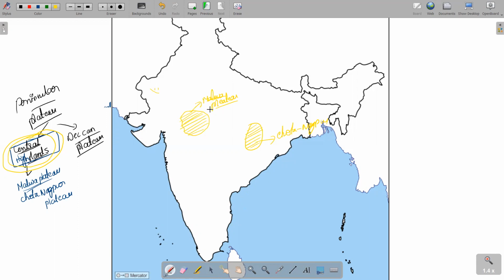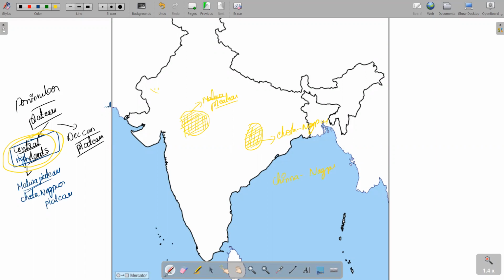One is the Malwa Plateau which is present at the head of the Madhya Pradesh area, and the other one is in Chhattisgarh and Jharkhand, that is called the Chota Nagpur Plateau. Chota Nagpur, it is called Chota Nagpur.